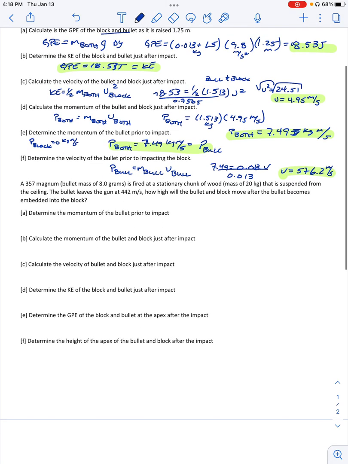Okay, second one. All right, so mass here, that doesn't work.